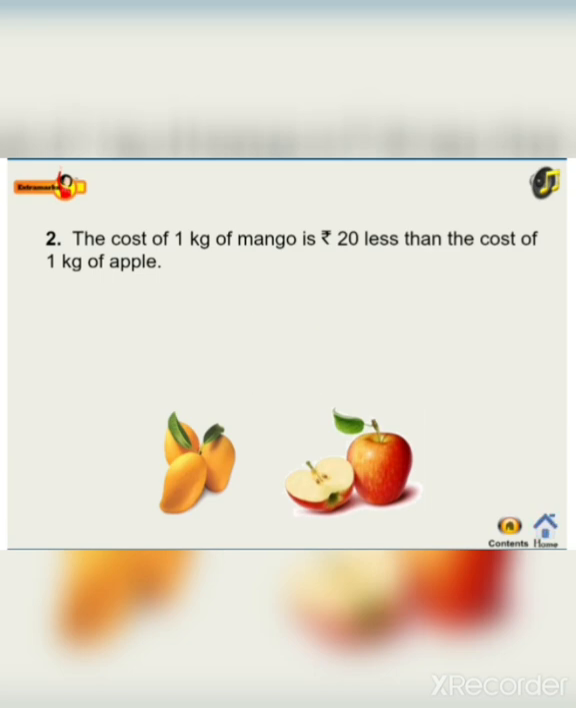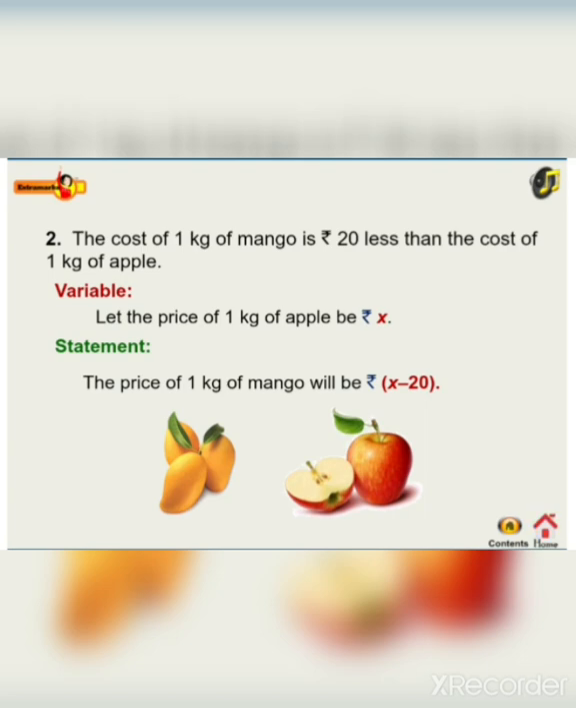Let us consider another statement. The cost of 1 kilogram of mango is rupees 20 less than the cost of 1 kilogram of apple. We suppose that the price of 1 kg of apple is rupees X. Therefore, the price of 1 kg of mango is rupees X minus 20.